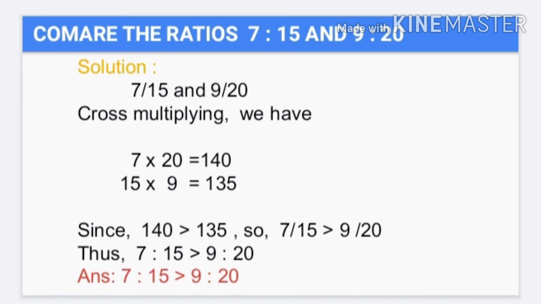Comparing ratios. Compare the ratios 7 is to 50 and 9 is to 20. Write the ratios in fractional form, 7 by 50 and 9 by 20. Cross multiply. 7 into 20 equal to 140. 50 into 9 equal to 450. Since 140 greater than 135. So 7 by 50 greater than 9 by 20. The answer is 7 is to 50 greater than 9 is to 20.